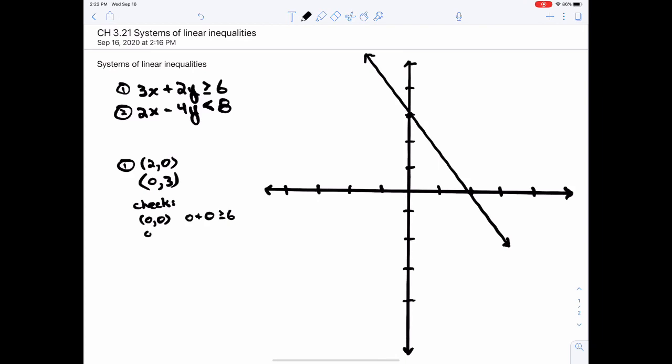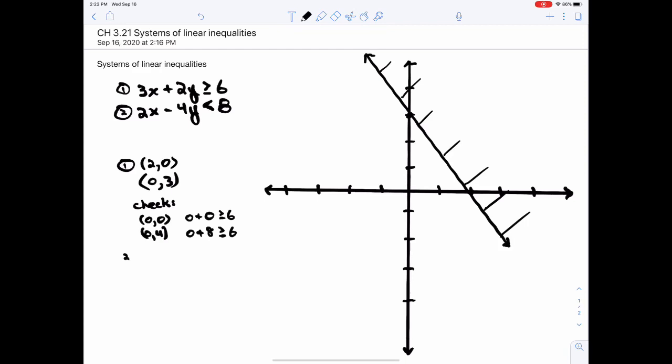Let's pick (0, 4). So is 0 plus 8 greater than or equal to 6? Yes, it is. So we'll shade the part on the top. Those are all the points that make the first inequality true. That's all just for the first one.